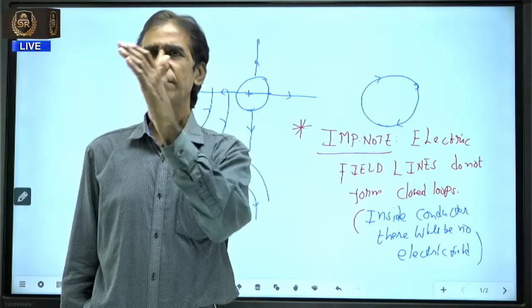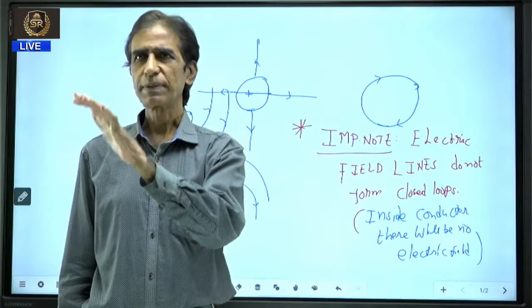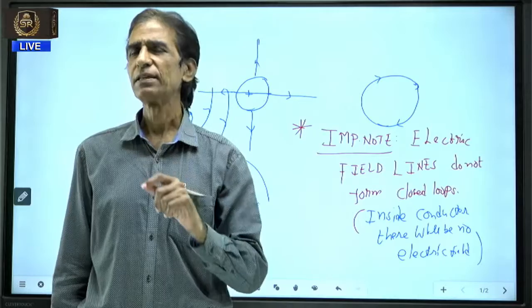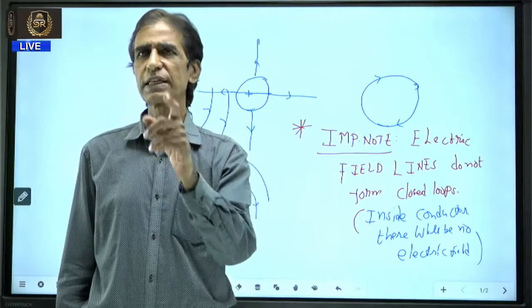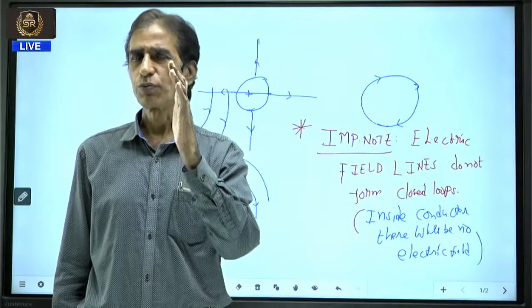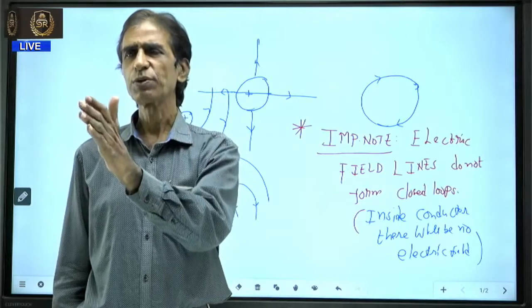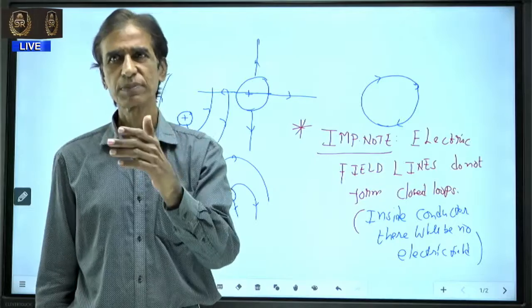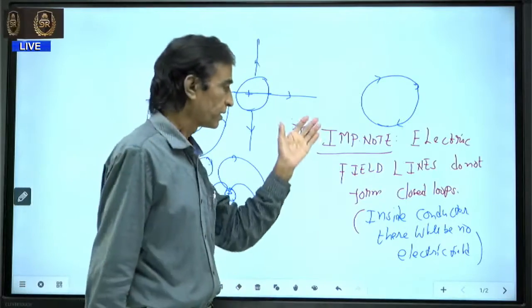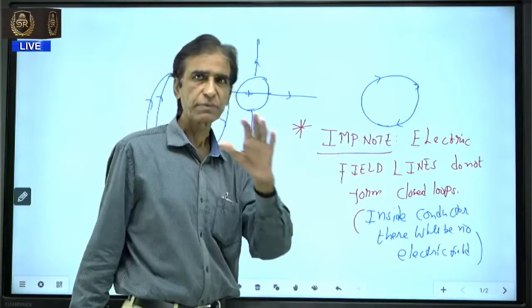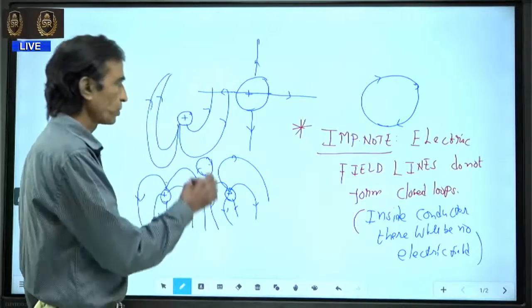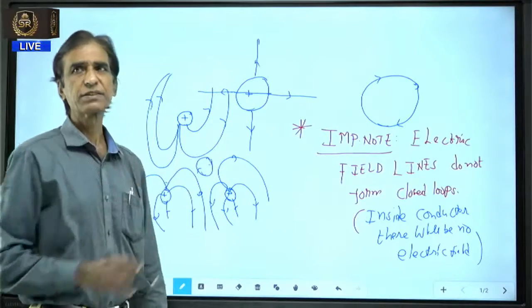Option B: statement 1 is correct, statement 2 is also true, but statement 2 is not the correct explanation of statement 1. Option C: statement 1 is true, statement 2 is false. Option D: statement 1 is false, statement 2 is true. That type is generally common. Nowadays, assertion-reason questions are being asked also. So for that purpose, you have to keep these points in mind. That is the important point related to our electric field lines.